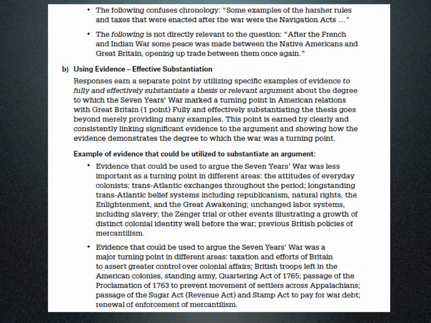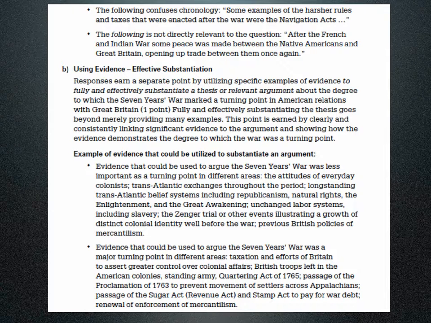This is the next section, which deals with using evidence and effective substantiation. So let's look at a couple of examples here towards the middle. Evidence that could be used to argue the 7 Years' War was less important as a turning point in different areas: the attitudes of everyday colonists, transatlantic exchanges, long-standing transatlantic belief systems, republicanism, natural rights, Enlightenment, Great Awakening, unchanging labor systems, slavery, the Zenger trial illustrating a growth of distinct colonial identity, and previous British policies of mercantilism.